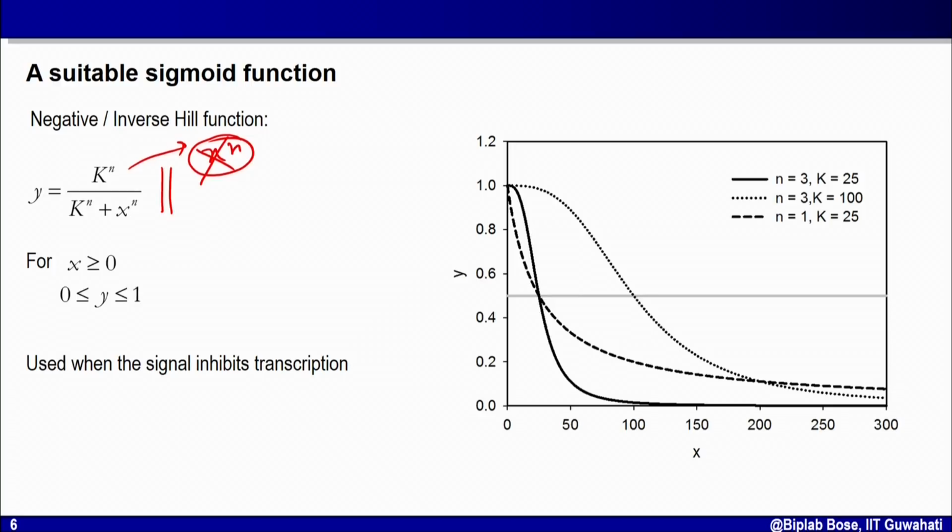Again here, when x equals 0, y will be 1, because that's what you want when there is no x maximum value. Then as you increase x from 0, y starts dropping and reaches towards 0. So this inverse or negative hill function I can use when I have an inhibitory signal or a transcription factor in the system which goes and inhibits the process.